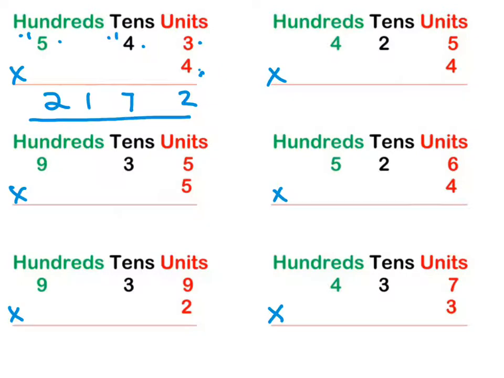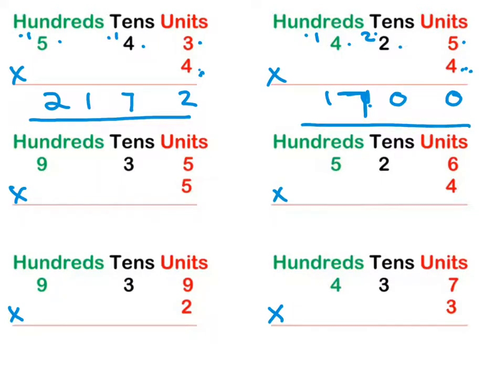Okay. 5 times 4 is 20. We write the 0. We carry the 2. 4 times 2 is 8. Plus 2 is 10. Write the 0. Carry a 1. 4 times 4 is 16. Plus 1, 17. Just make my 7 a proper 7.